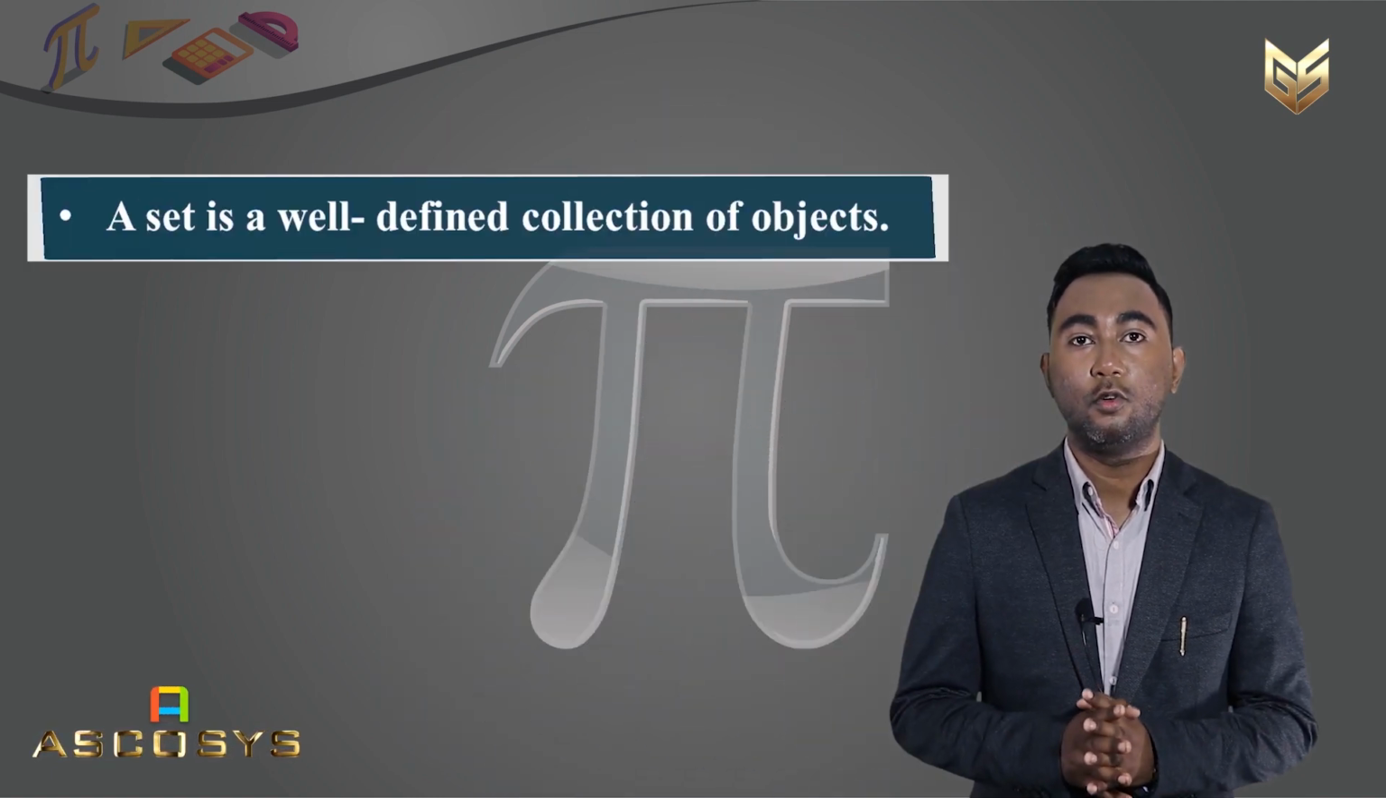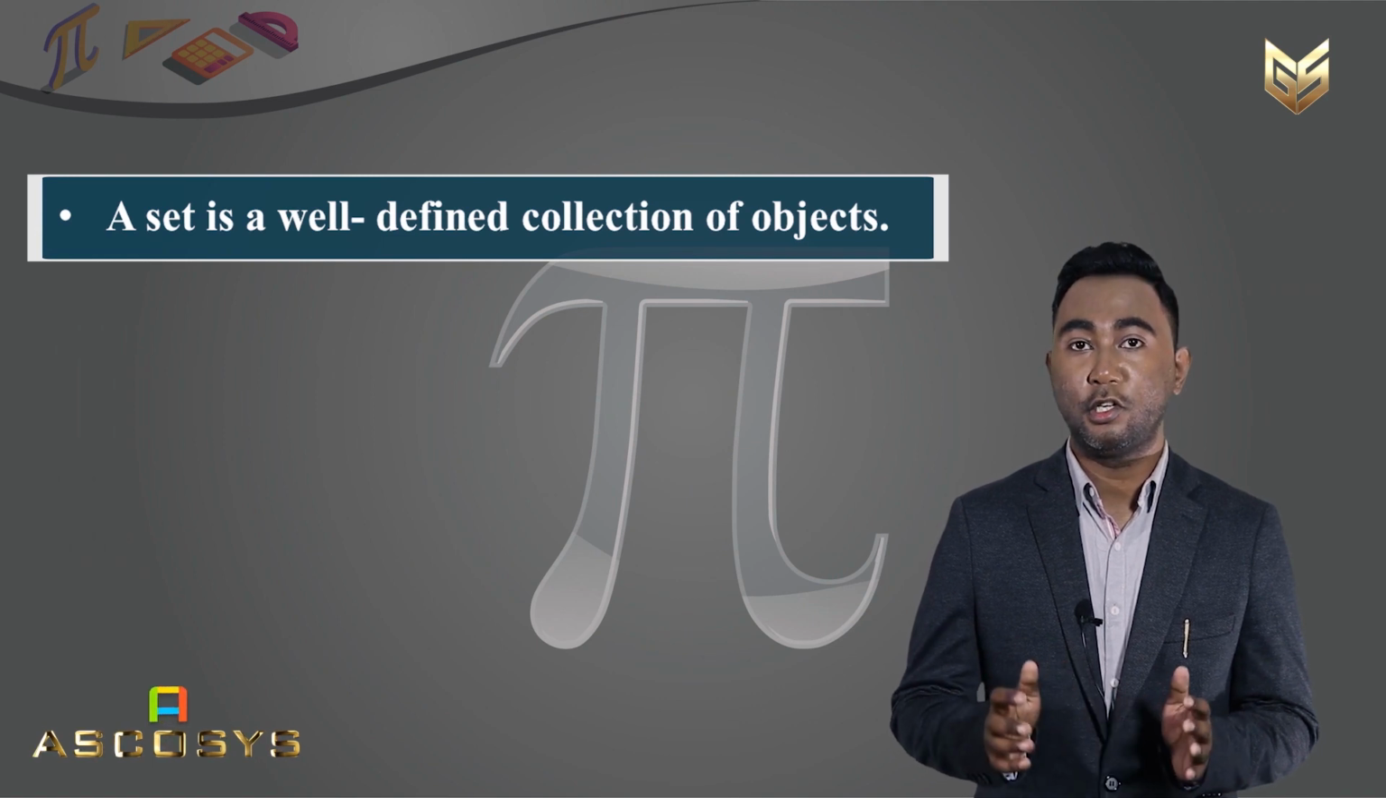Now, if we take them together and put them together in a list, it is called a collection of objects. So, we understand what a collection of objects is. Now, the definition of a set is a well-defined collection of objects. So, a set is a well-defined collection of objects.